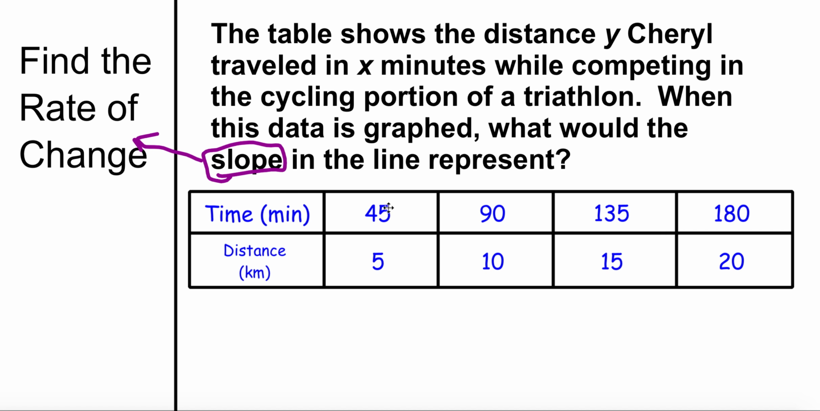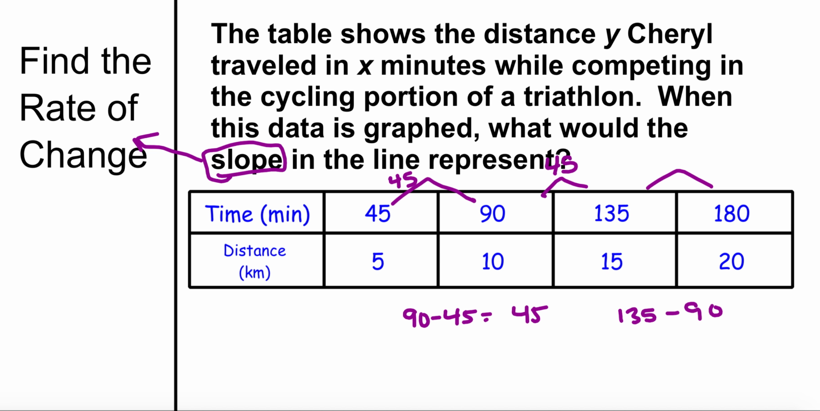Well, if I was to find this, I would find that from here to here, if I was to subtract that, 90 minus 45 would equal 45. If I was to subtract these, I would have 135 minus 90, which is also 45. Wish I could change that a little bit there.